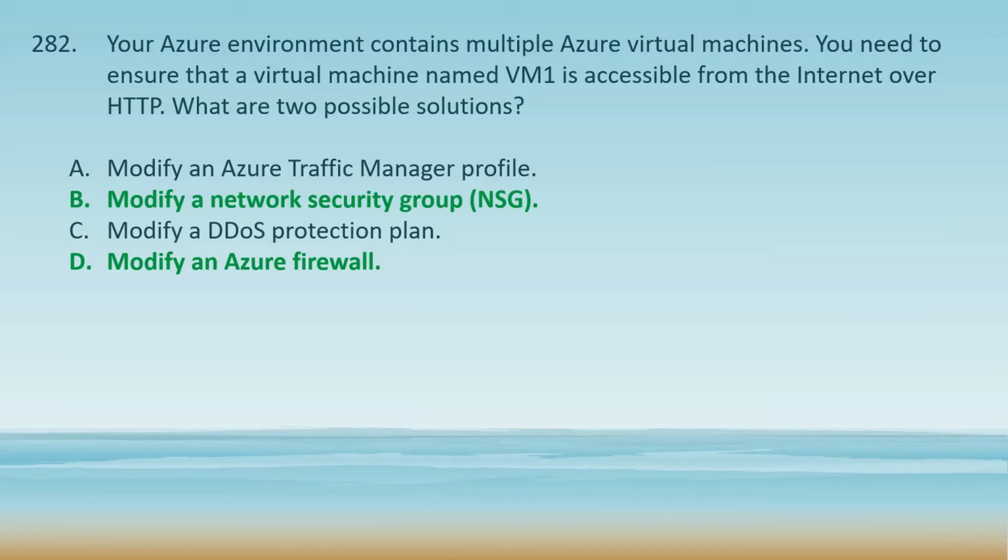Azure Firewall is a managed cloud-based network security service that protects your Azure virtual network resources. You can configure Azure Firewall to allow HTTP traffic to reach VM1. This involves setting up a network rule in Azure Firewall to allow inbound HTTP traffic, again on port 80, to the specific IP address or range where VM1 is located.